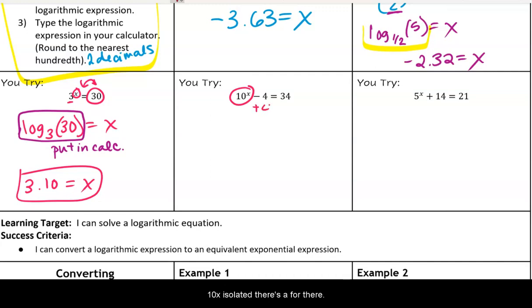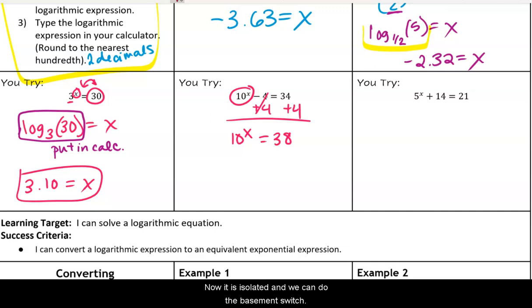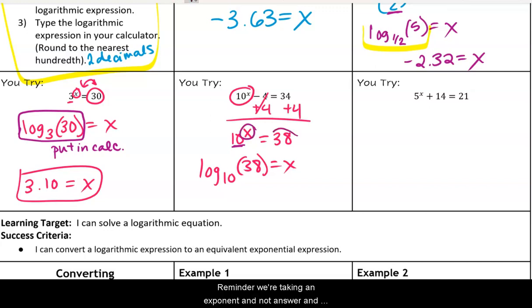All right, for the next one, we need to have the 10 to the x isolated. There's a negative 4 there. How can we get rid of that negative 4? We add it. That leaves us with 10 to the x equals 38. Now it is isolated, and we can do the base and switch. This is a reminder, we're taking that exponent and that answer, and they are switching spots on the equal sign. No, the 38 does not become an exponent, it becomes part of the log.